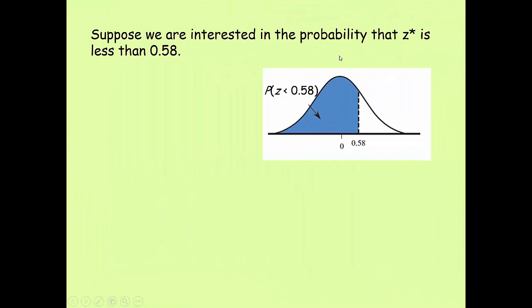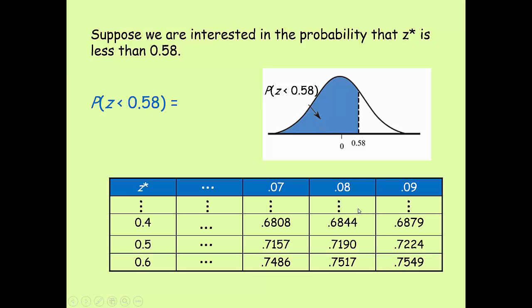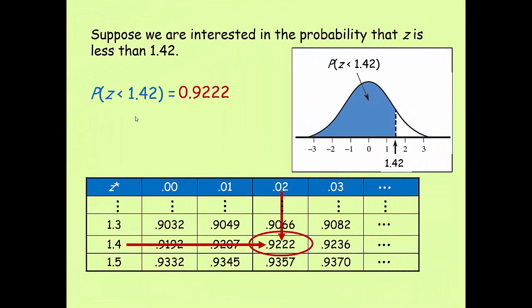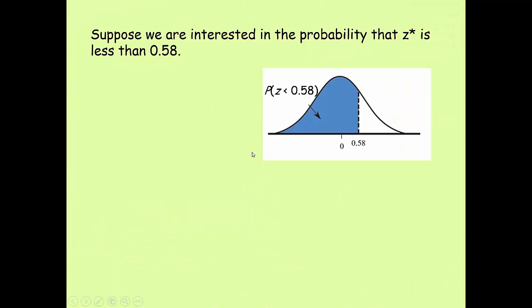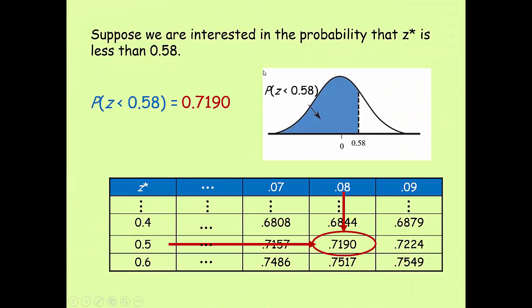Suppose we are interested in the probability that my z-score is less than 0.58. Once again, I get my table, I look at 0.5, I look at 0.8, and I find my intersection. Again, if I go back to the 1.42 example, you would expect that to be a lot more area than the 0.58. And again, it's above half the data, so that makes sense.